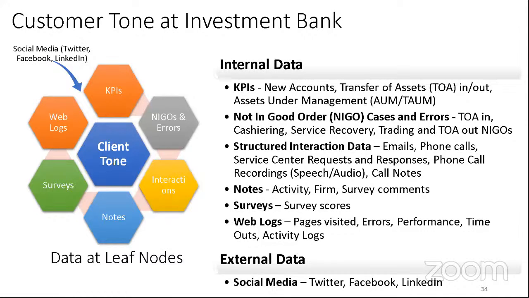So what we did? We said, give us everything. Give us your KPIs, new accounts, transfer of assets in and out, assets under management, basically your entire database. Tell us what are your not in good order cases, cashiering, service recovery, trading in and out, structured interaction data, emails, phone calls, service center requests and responses, phone call recordings, call notes, all of this. Now notice I'm calling this structured interaction data because it helps you create graphs of interactions, for example. Right? Now within each of these, there is what you would call unstructured data, which we had to make structured.